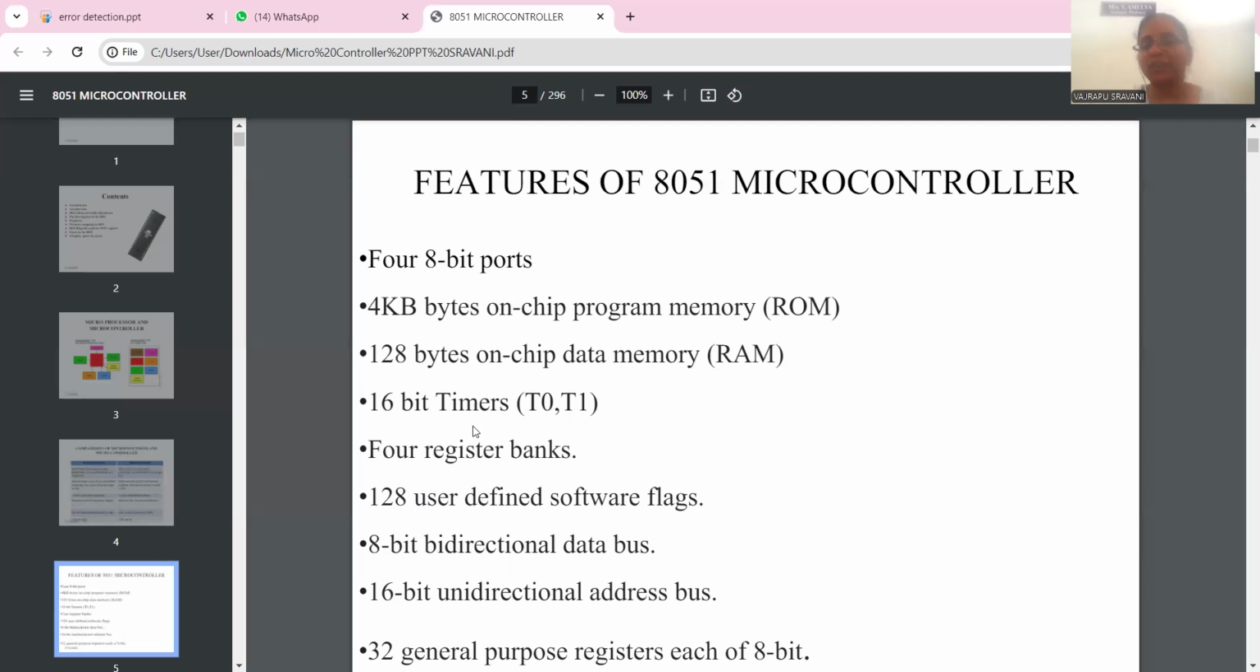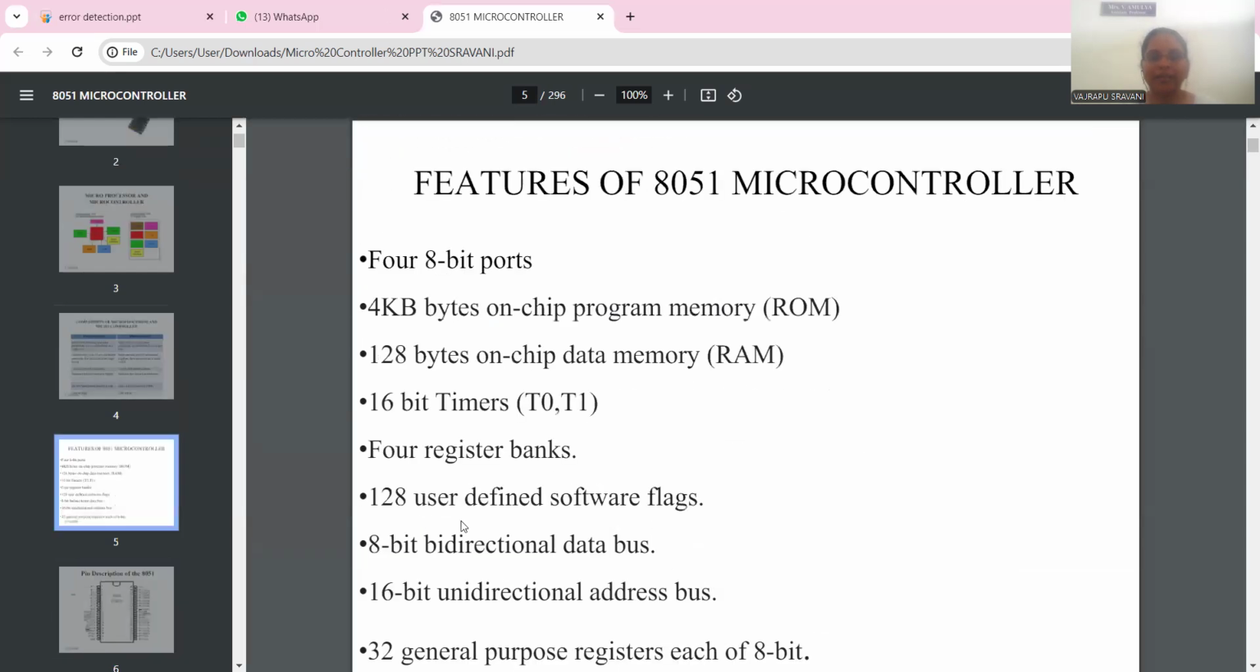There are 16-bit timers, timer 0 and timer 1, as well as 4 register banks: B0, B1, B2, and B3. Each bank has 8 registers, R0 to R7, so 32 registers are available for the 4 banks. There are also 128 user-defined software flags.